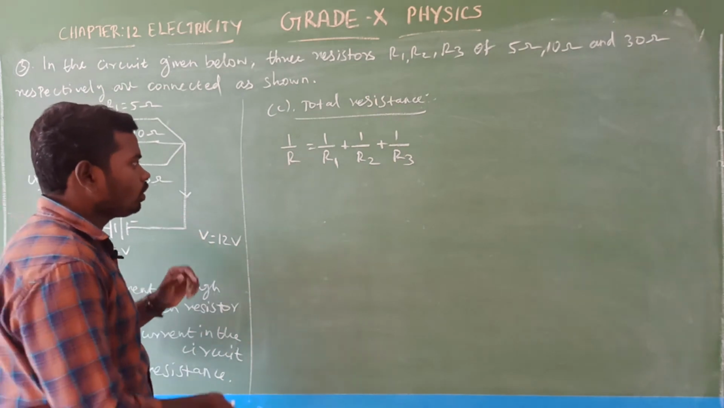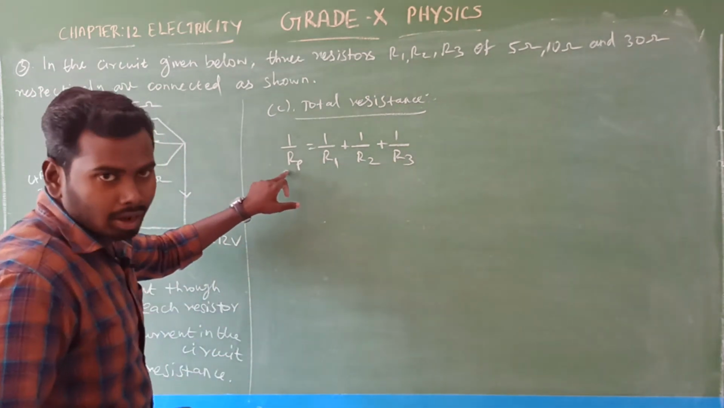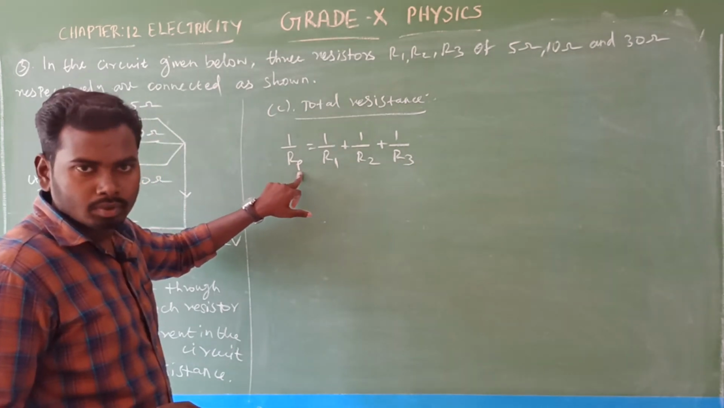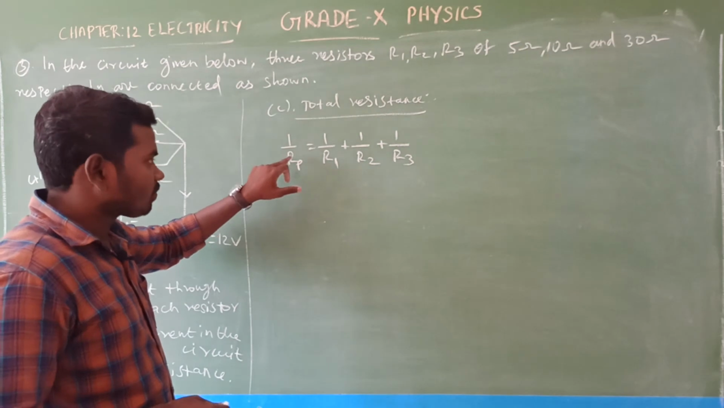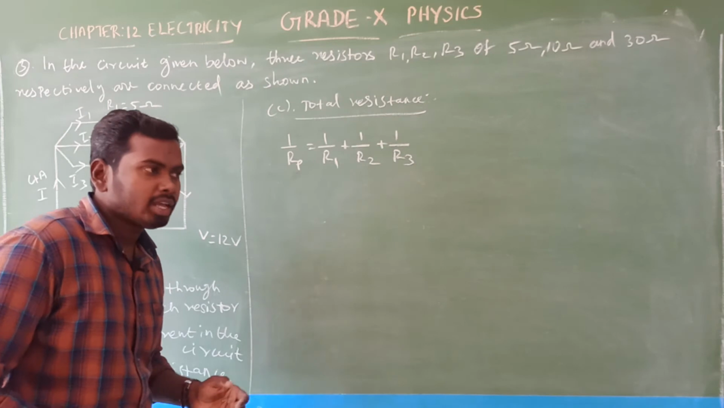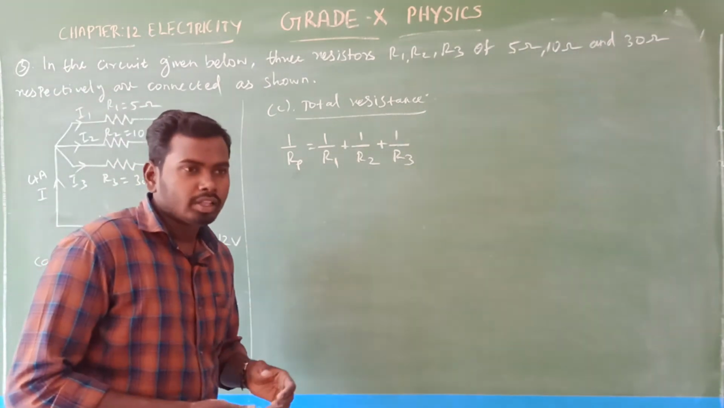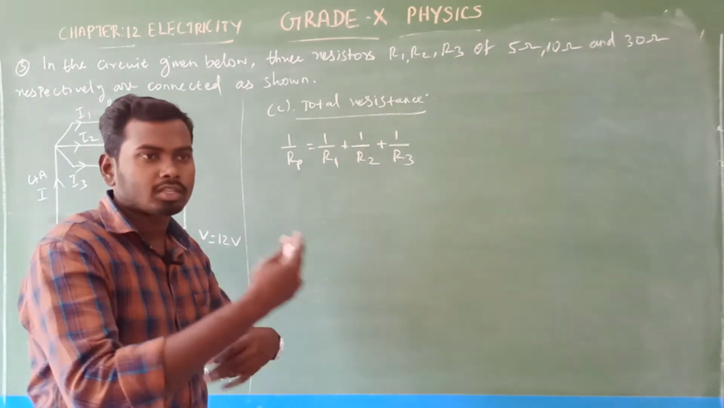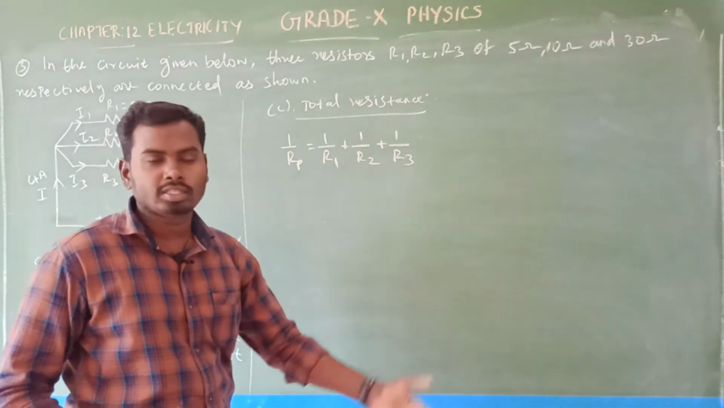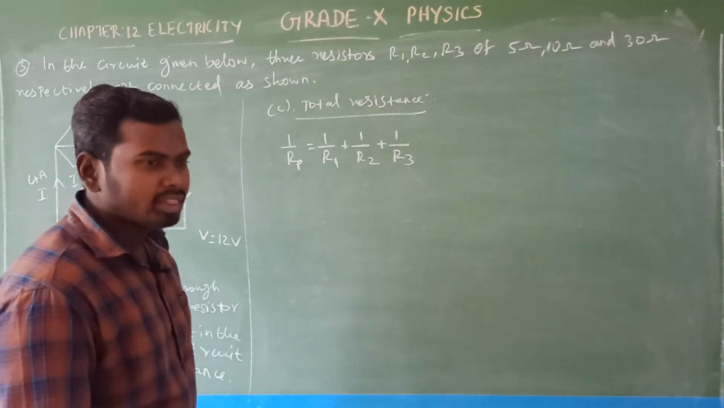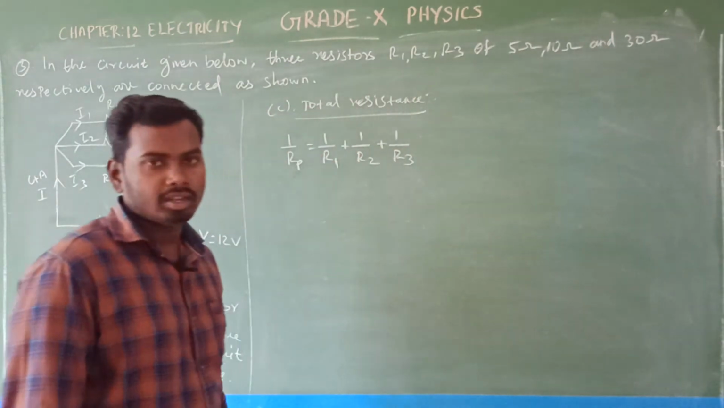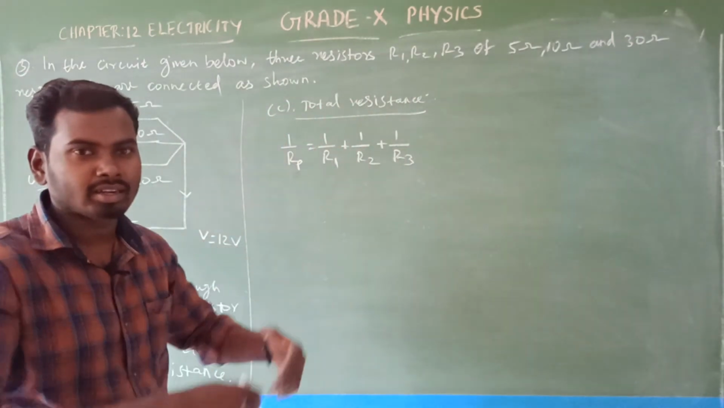Look here, I am going to mention this as Rp because these are resistors in parallel. That is the reason I have written Rp. The suffix P means the resistors are in parallel combination. So in parallel combination, 1 by Rp is equal to 1 by R1 plus 1 by R2 plus 1 by R3, and so on. Is it clear? That is based on resistors connected in parallel.